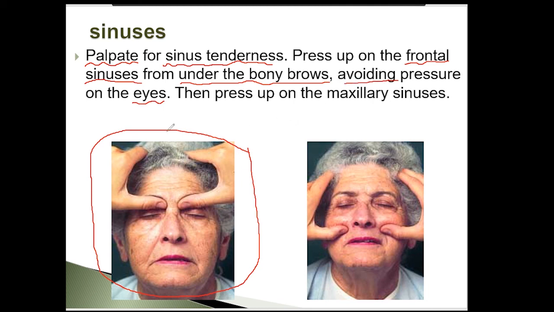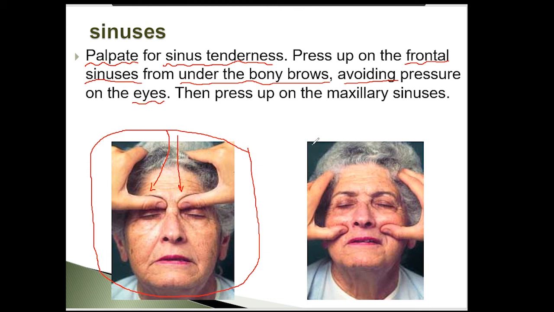And if the patient feels more tenderness or pain there, that means the patient has an infection there. Normally people will not feel pain or tightness. So basically that's how we test the frontal sinuses.